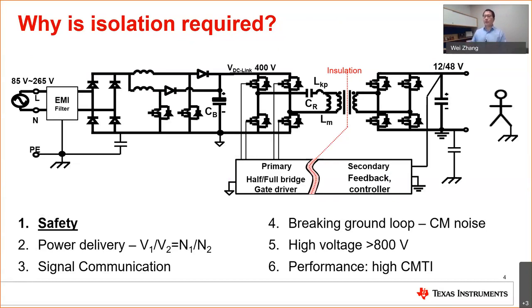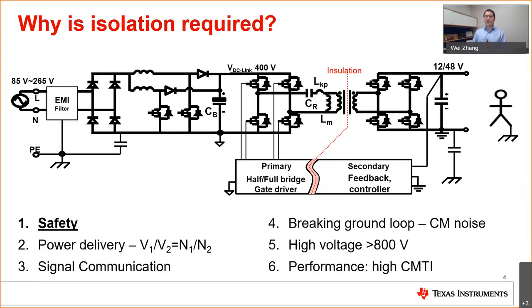There are also signal communication, breaking the grounding loop to control the common mode noise, and also working for conditions where the bus voltage is higher than 600 volts, because the majority of the non-isolated drivers have a junction working voltage up to 700 volts. If you want to work with 800 volts or even 1200 volts, the best choice is an isolated driver, because isolation can handle high voltage.